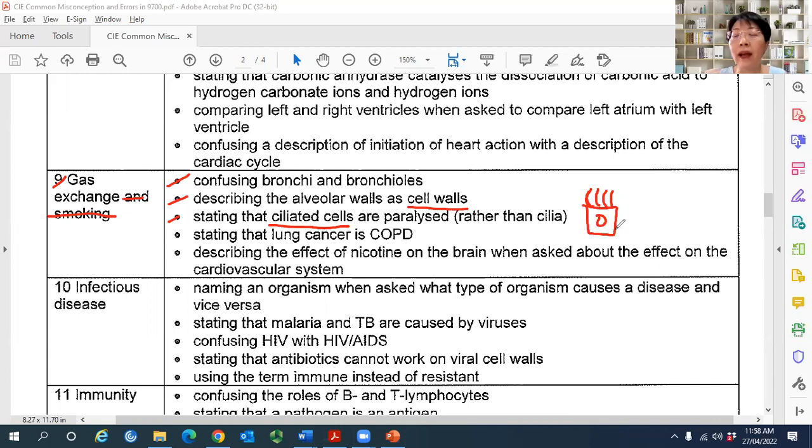The cell is paralyzed. That means it was originally not paralyzed, it could move around the lung. Okay? Some students say, oh, cilia die. How can cilia die? Cilia have no life, only a cell can die. So this is using the right word in the right context. So don't simply write one, okay?